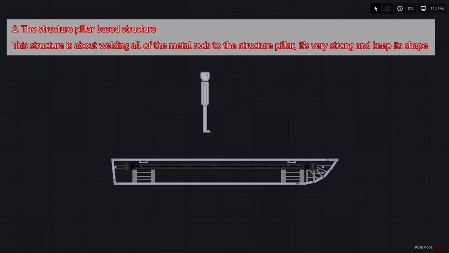2. The pillar-based structure. This structure is about welding all of the metal rods to the structure pillar. It's very strong and keeps its shape.